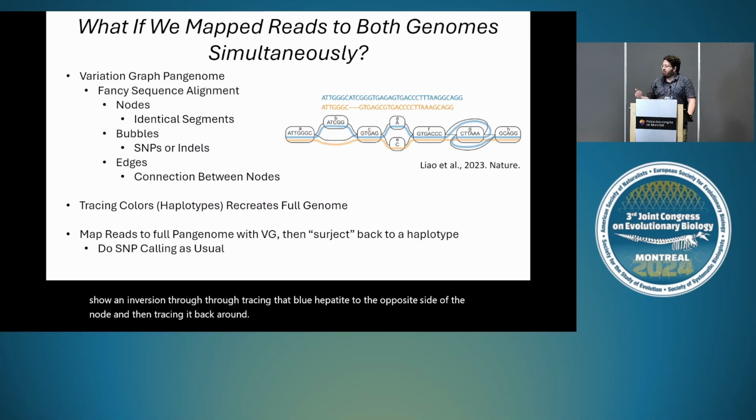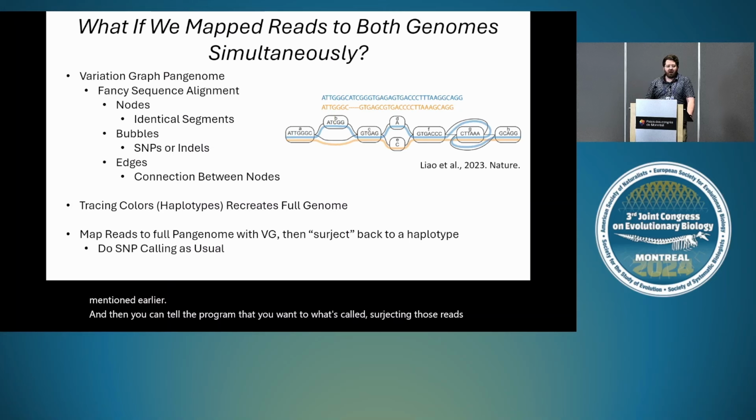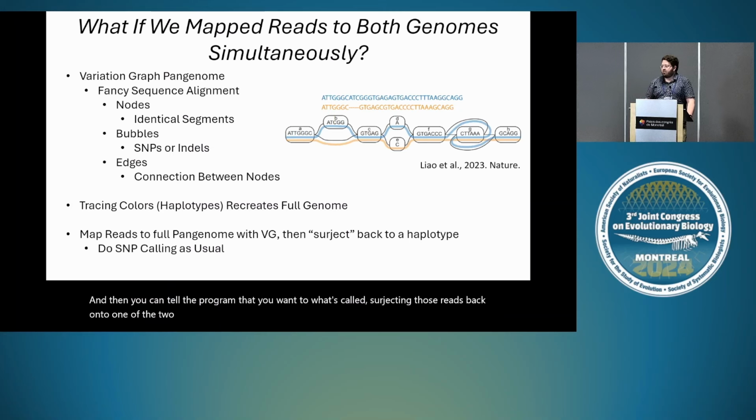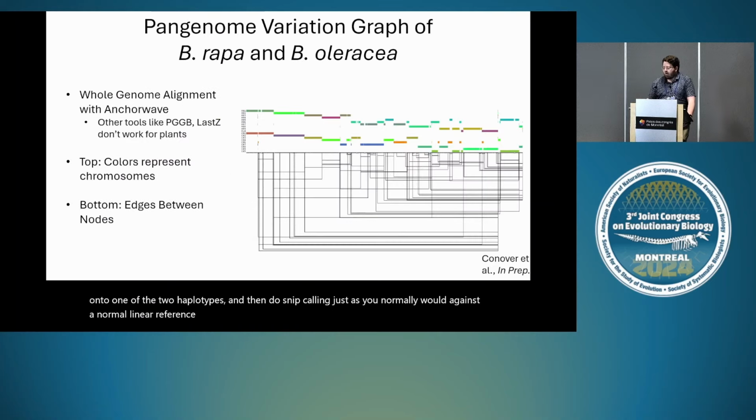And you can actually map reads to this reference genome using that program VG that I mentioned earlier, and then you can tell the program that you want to, what's called surjecting those reads back onto one of the two haplotypes, and then do SNP calling just as you normally would against a normal linear reference genome. So I created a whole genome alignment between the Brassica rapa and Brassica oleracea reference genomes that's shown here. And I use AnchorWave for this alignment.